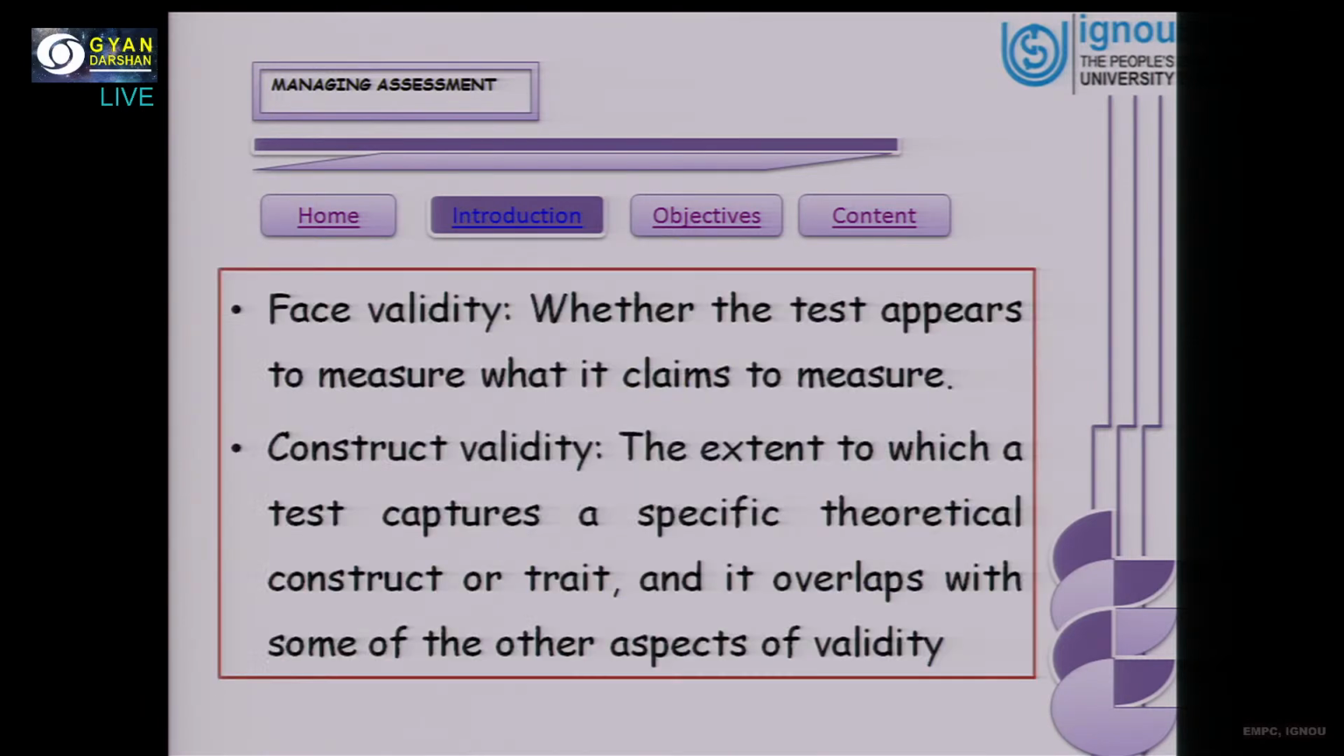Let us have a discussion of each validity. What does face validity mean? It means whether the test appears to measure what it claims to measure. That gives the face validity. Coming to the construct validity, the extent to which a test captures a specific theoretical construct or trait, and it overlaps with some of the other aspects of validity. That gives the construct validity.